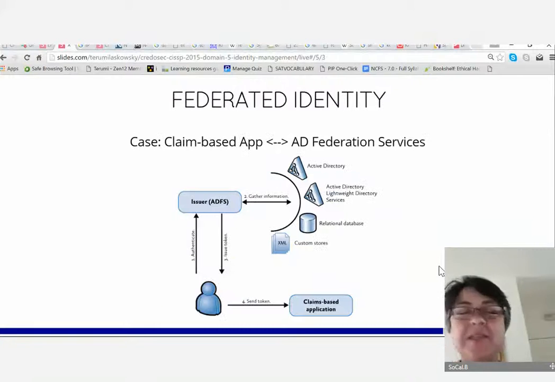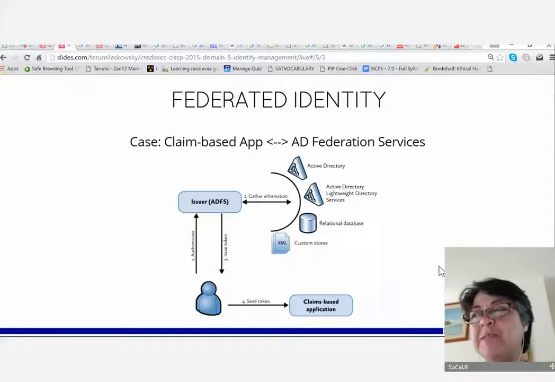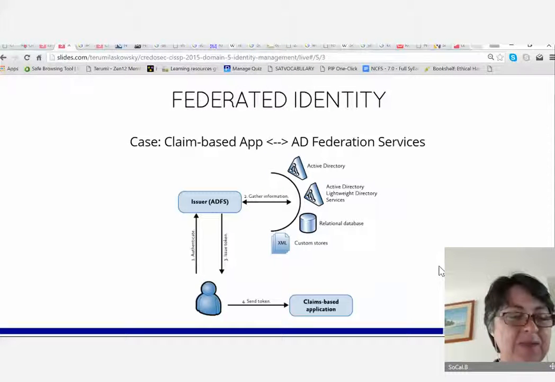All right, federated identity. So we did talk about it. Claim-based. Yeah, I understand. So are you using, like, Google Apps? Is that what you're using, Terry? Okay, but not the faculty. Okay, still not. Yeah.